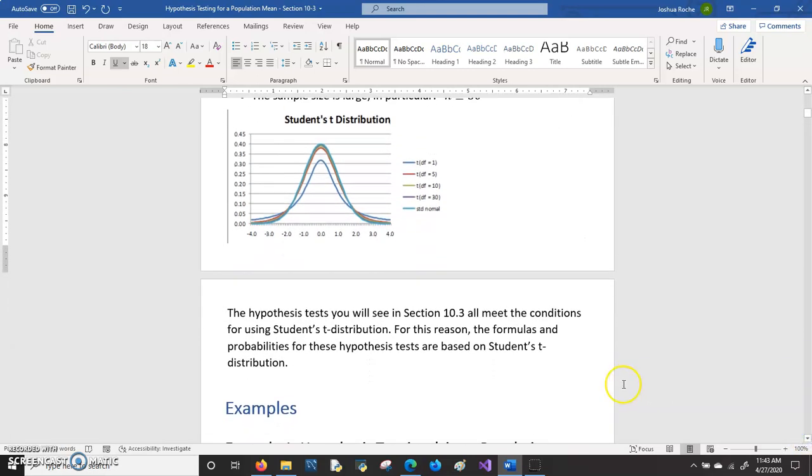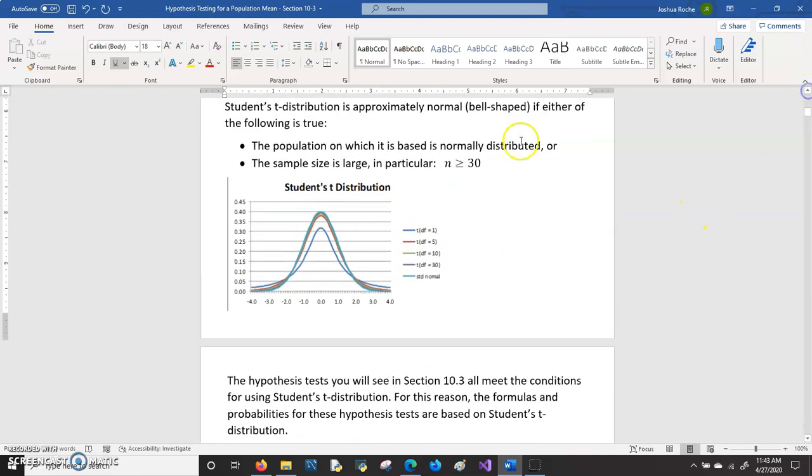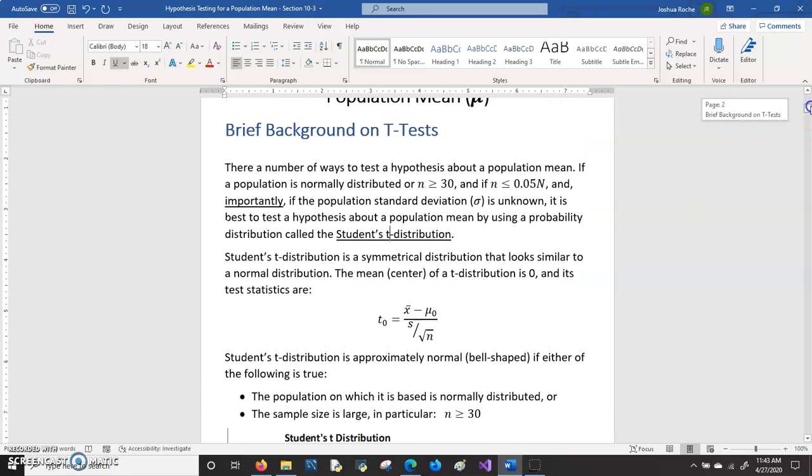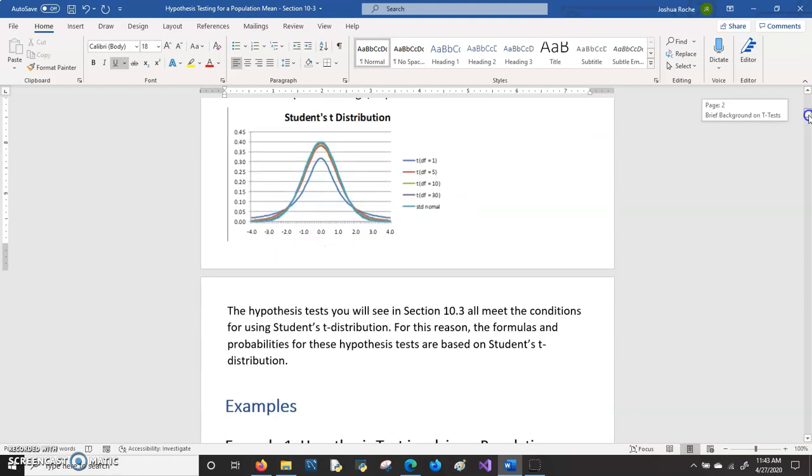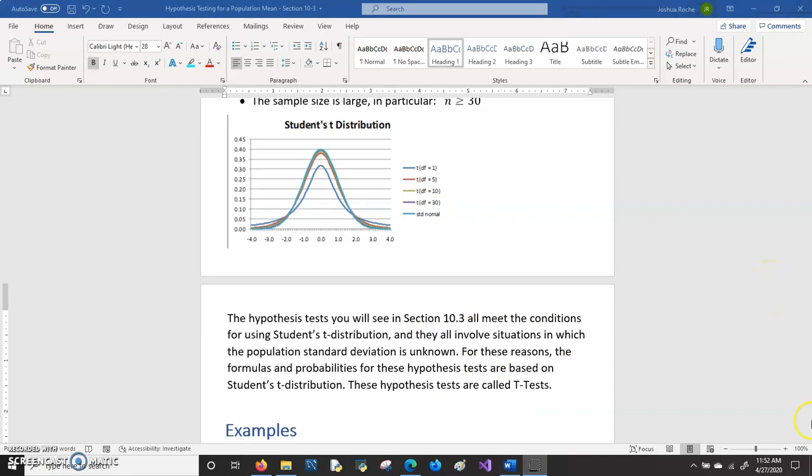So again, in section 10.3, the hypothesis test that you will come across will meet these conditions. And for this reason, because they meet these conditions, and importantly because in these problems the population standard deviation is unknown, you will be using this kind of a test, the t-test. We'll go right to some of the examples.